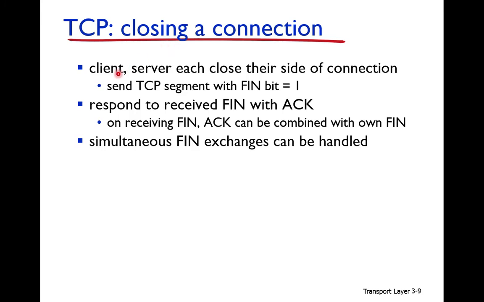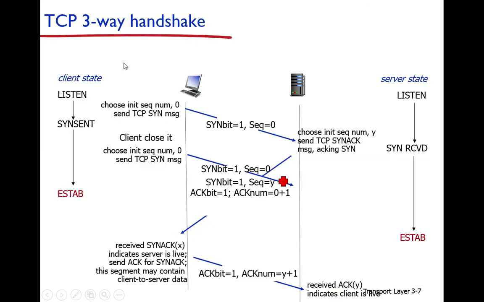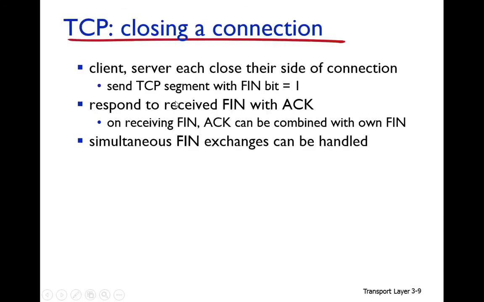You can see that the connection establishment is always initiated by the client, but the connection closure can be initiated by either client or server. So client and server each close their side of the connection. When the data from the client side is finished, the client will close its connection. When the data from the server side is finished, the server will close its connection. If the client data is finished first, the client will first close its own connection, and if the data is finished from the server first, the server will first finish its connection.